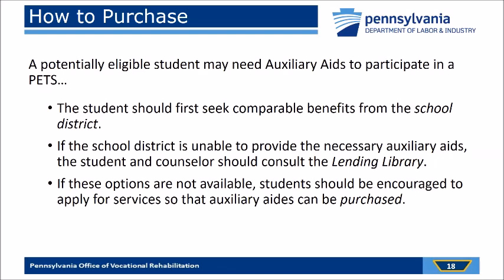If the school district is unable to provide that necessary auxiliary aid, then the student and the OVR counselor can consult the lending library. On the next slide, I have a whole bunch of information on the lending library and how to access that. If for some reason the device that we need is not available at the lending library, or if they cannot get it out to your area for some reason and no other options are available, then we can look to have that student apply for OVR services. They don't have to go through the process of being found eligible. They just have to be in applicant status, so that auxiliary aids can be purchased using PETS funds.